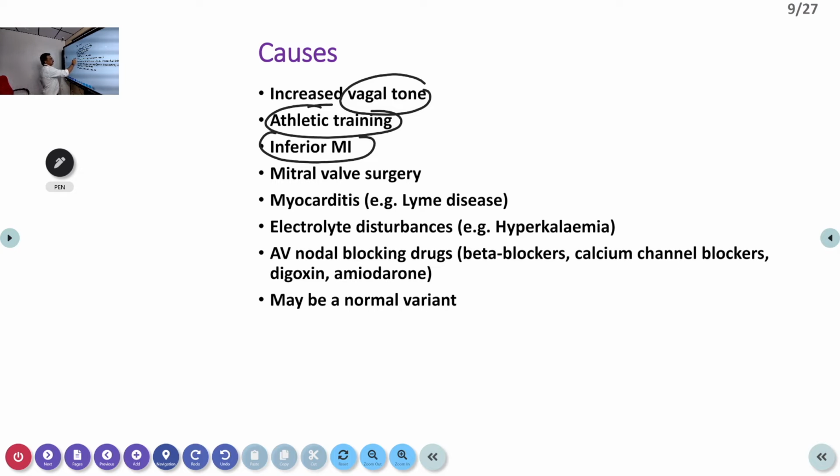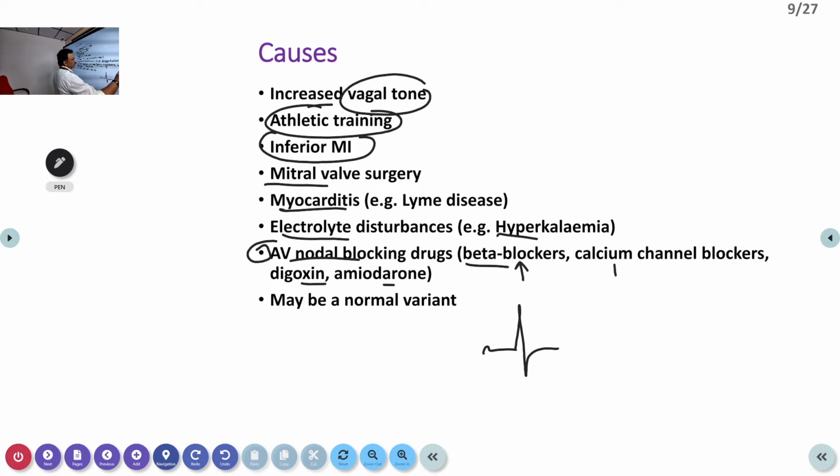Mitral valve surgeries, myocarditis, electrolyte disturbances like hyperkalemia, AV nodal blocking drugs like beta blockers, calcium channel blockers, digoxin, this is one of the important causes for first degree heart block. So the problem is, if somebody is on a beta blocker, you can see the PR interval is slightly prolonged and there is bradycardia. In that situation, you should not increase the dose of the beta blocker. You can just add some other drug to control the heart rate.